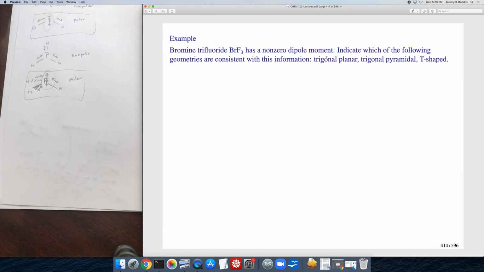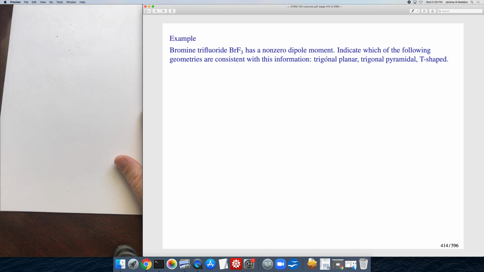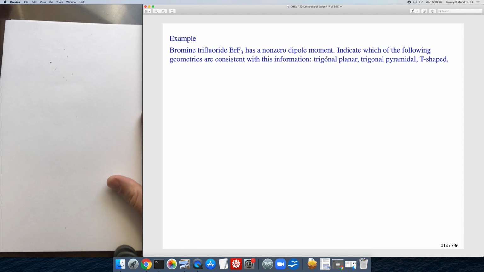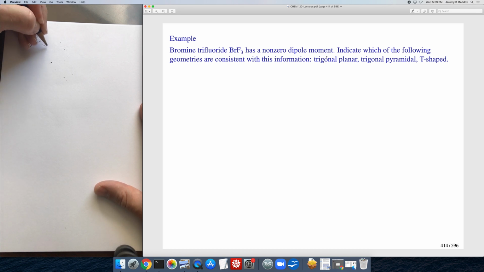Here we have another one of these types of problems. Okay, we're looking at bromine trifluoride. We're told that it does have a non-zero dipole moment. Which of the following geometries would be consistent with that? Trigonal planar, right? That would be something like this. Okay, we would not expect a dipole moment there. So it's not going to be that one.